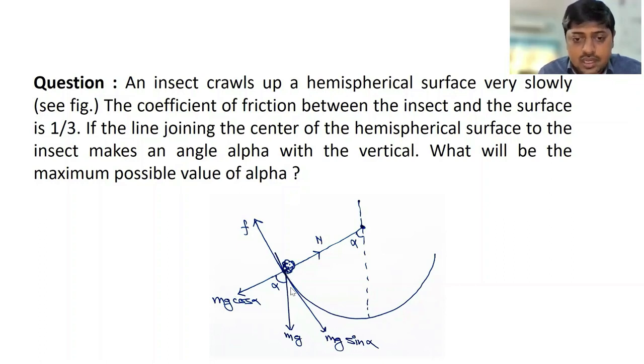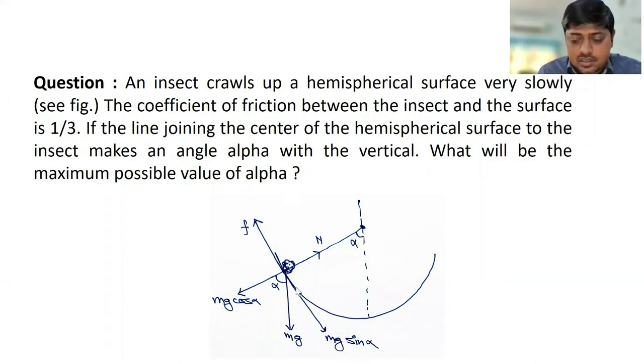There is one force acting in the downward direction because of the mass and gravity. And there will be one component of this force that will act in this direction, perpendicular to the surface but opposite to the reaction force, and this will make an angle alpha with respect to this force. And there will be another component of this force mg that will act in this direction, that is tangential to this surface. This will be mg sin alpha.